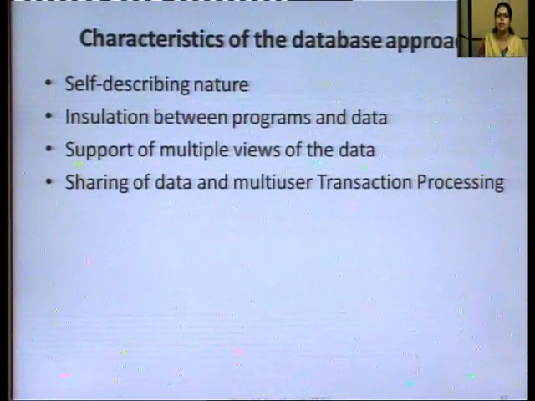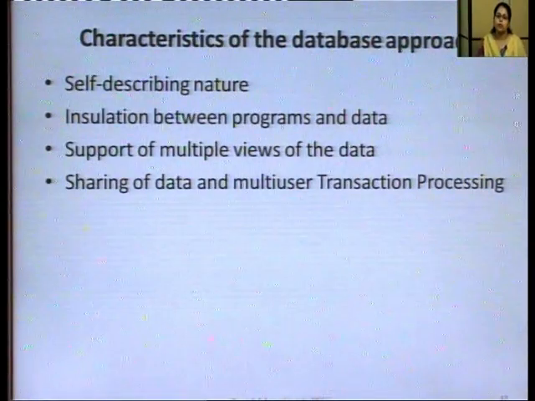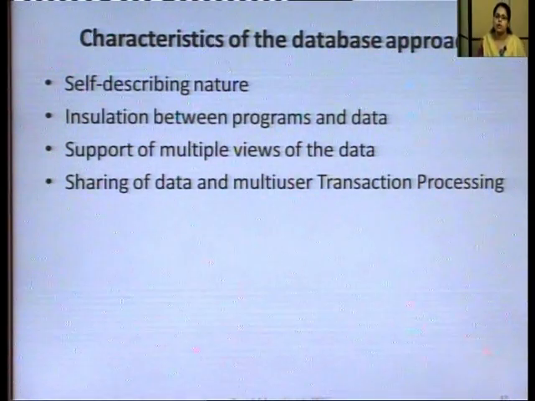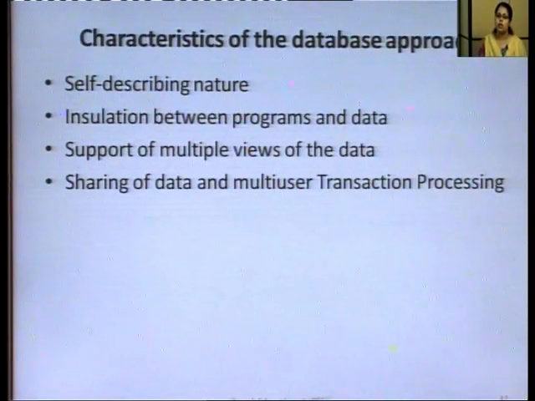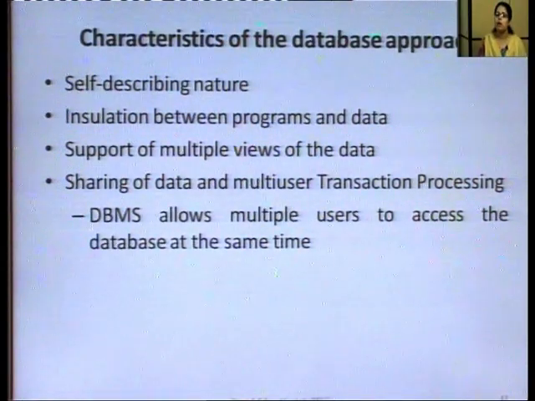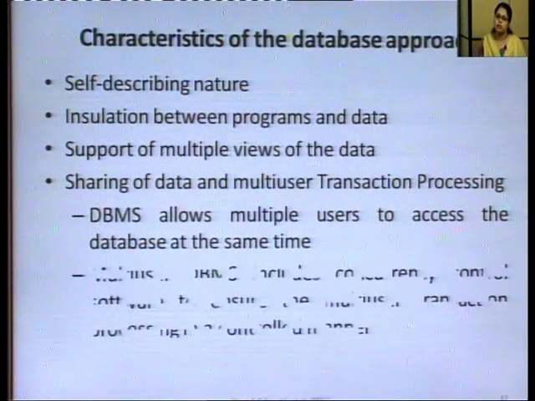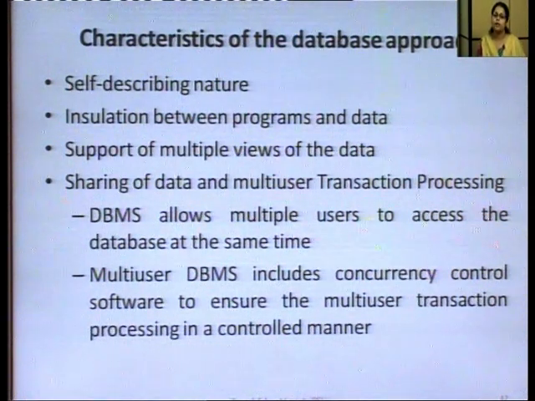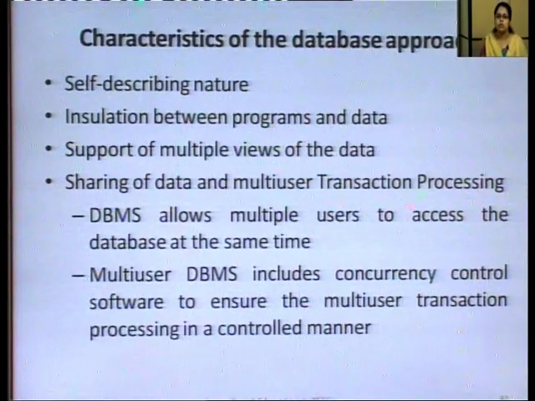Sharing of data and multi-user transaction processing. Multiple users can share the database concurrently. For controlling this sharing of data, a concurrency control subsystem or module is created in the DBMS. A DBMS allows multiple users to access the database at the same time, and a multi-user DBMS includes a concurrency control software module to ensure multi-user transaction processing in a controlled manner. That means this concurrency control software ensures that the data is consistent in the database.